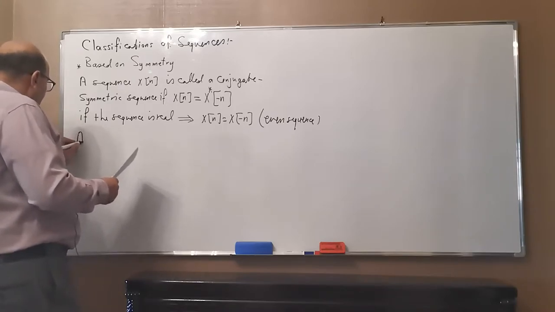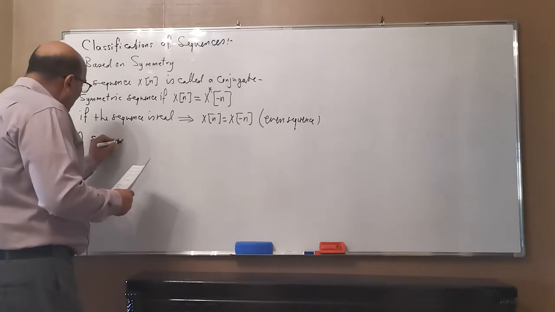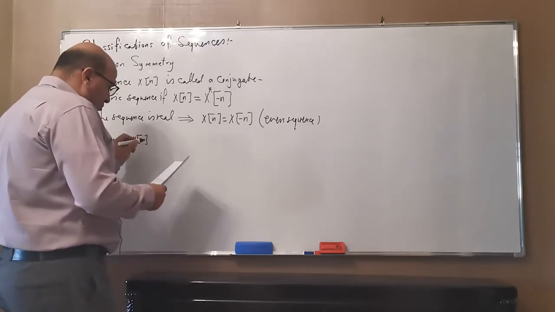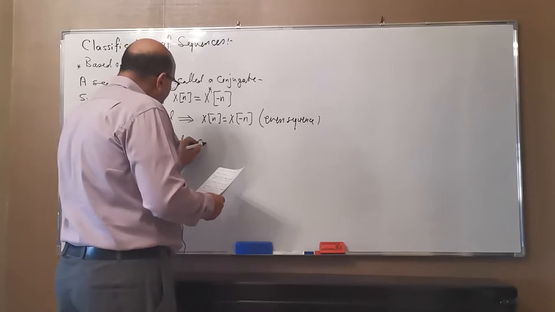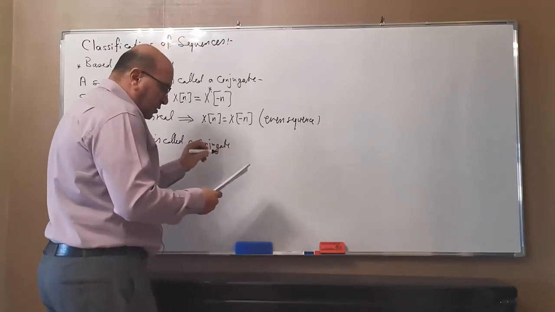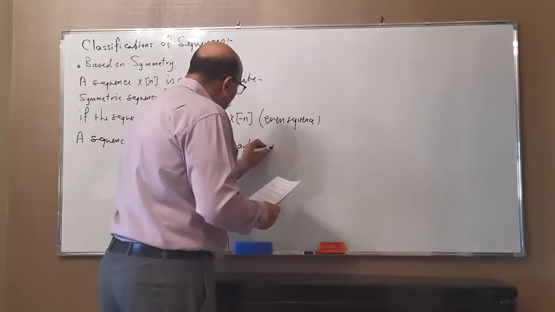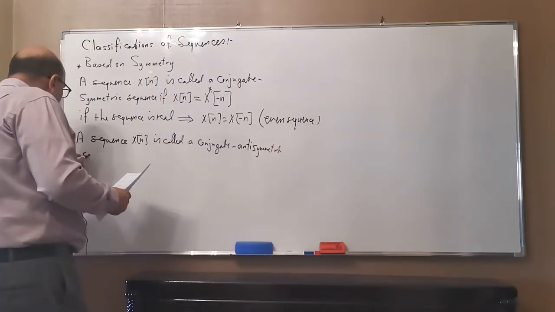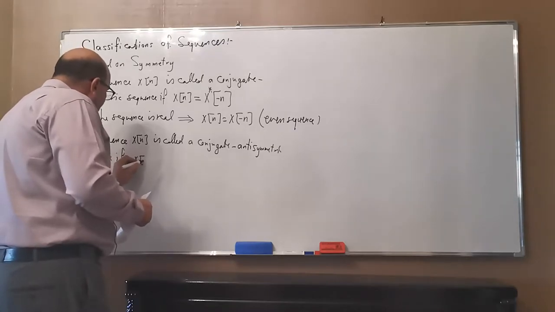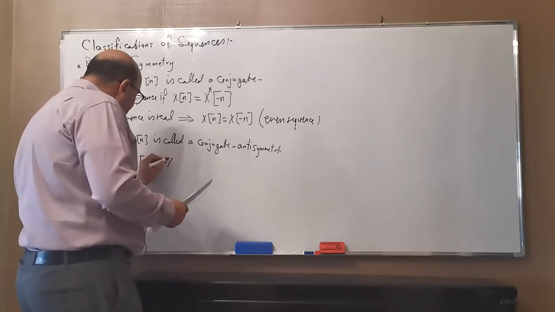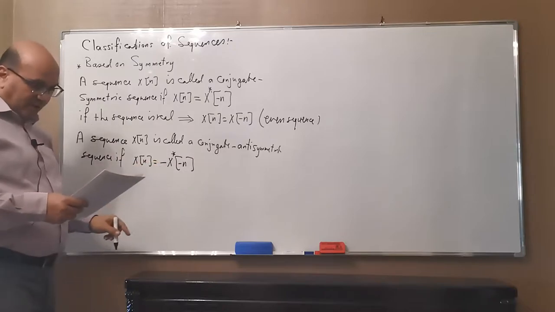The second one, let's define the conjugate antisymmetric. So a sequence x of n is called a conjugate antisymmetric sequence if x of n is equal to minus x complex conjugate of minus n. So here we don't have a minus sign, here we have a minus sign.